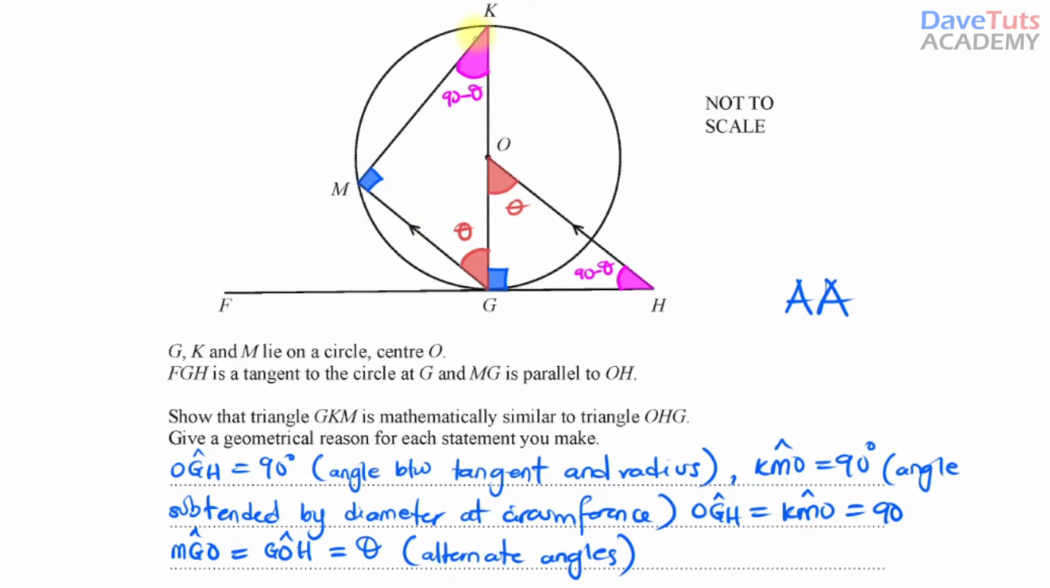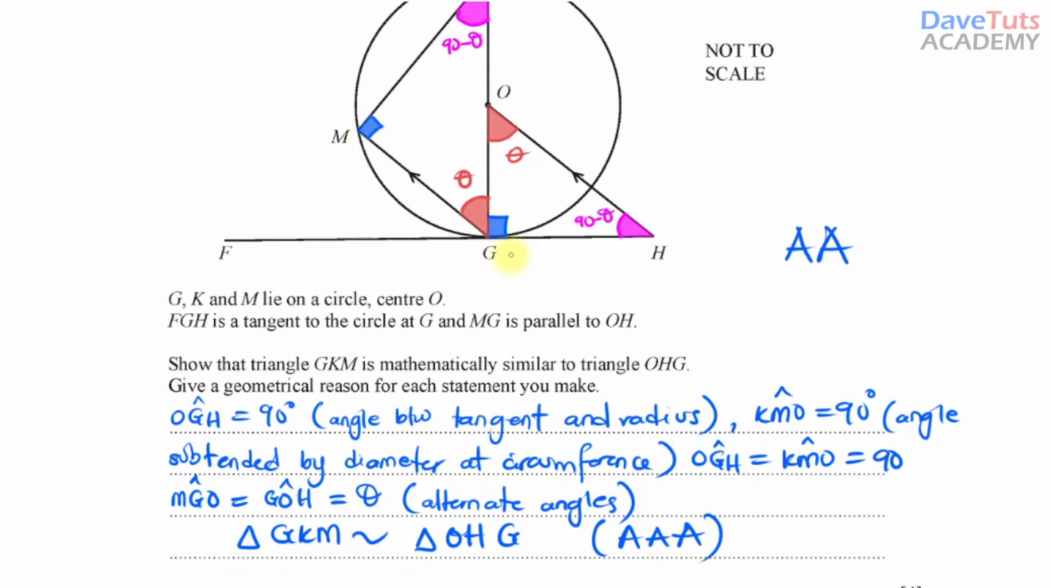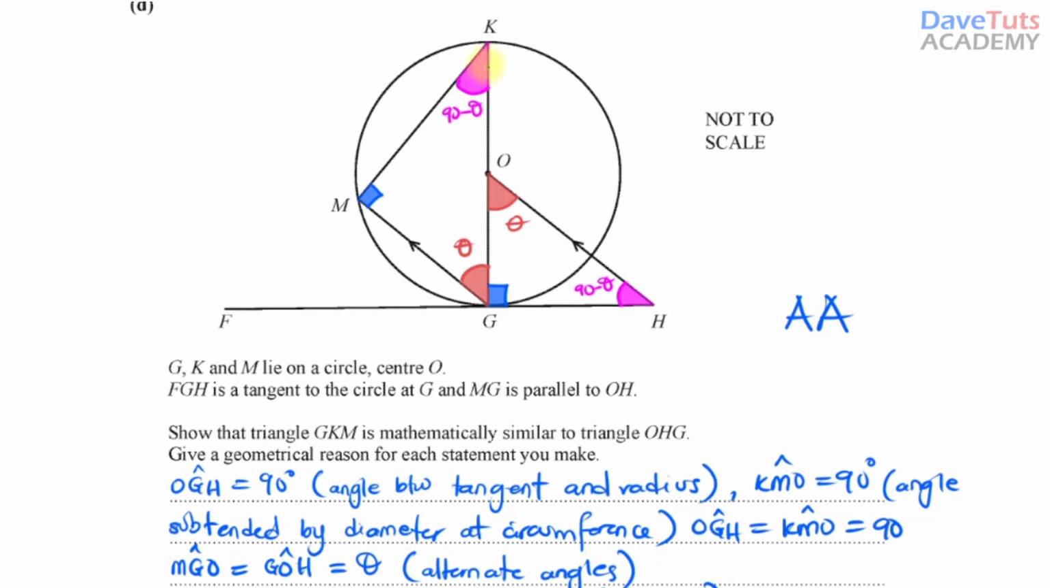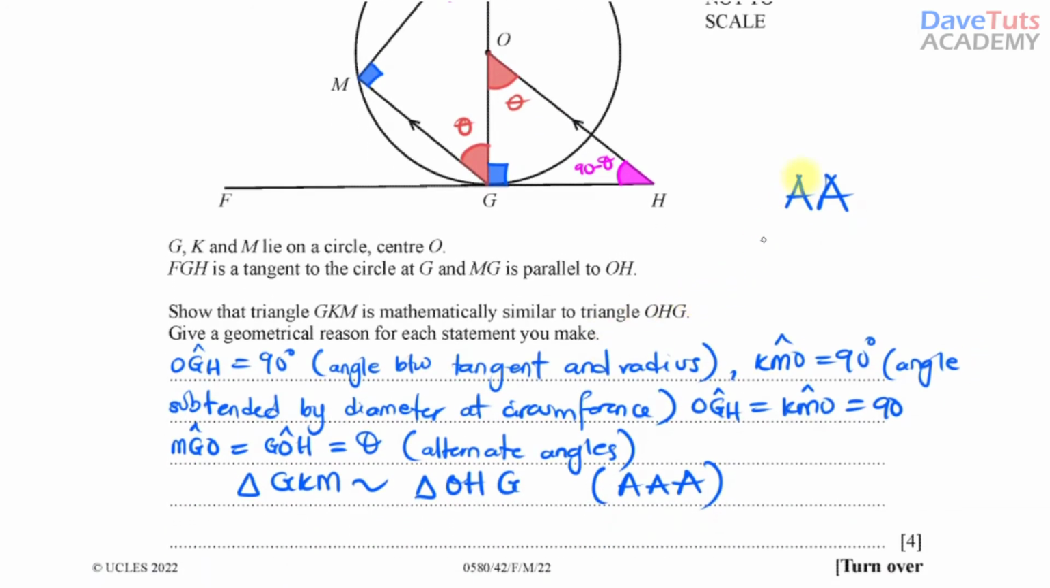And that means we can say we have two angles in triangle KMG and triangle OGH to be equal. Okay, so we can say triangle GKM is similar mathematically to triangle OHG. And why? Because we are seeing that there are, in short, three angles that are equal in this particular case. We have the right angle at M and at G. We have angle theta at G and at O. And we have the other angle 90 minus theta at K and at H. You can also pick any side, and once you're able to justify this, then you've been able to prove this as requested, and your full mark is assured.